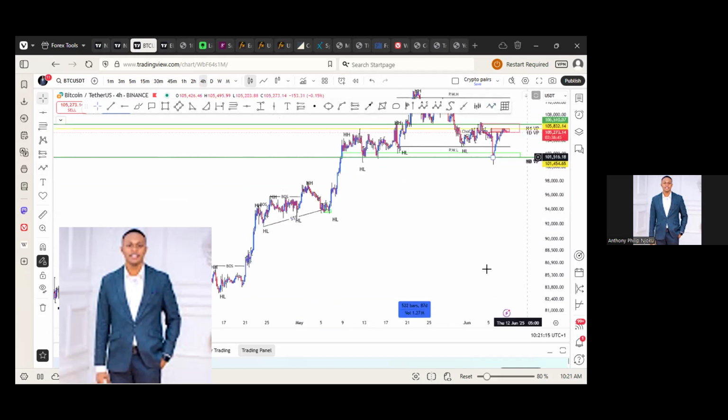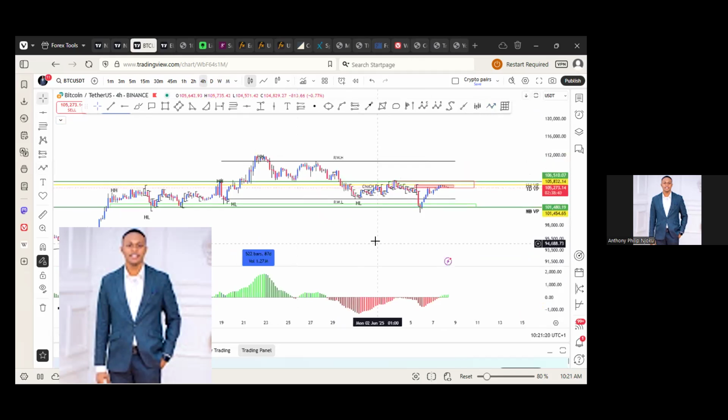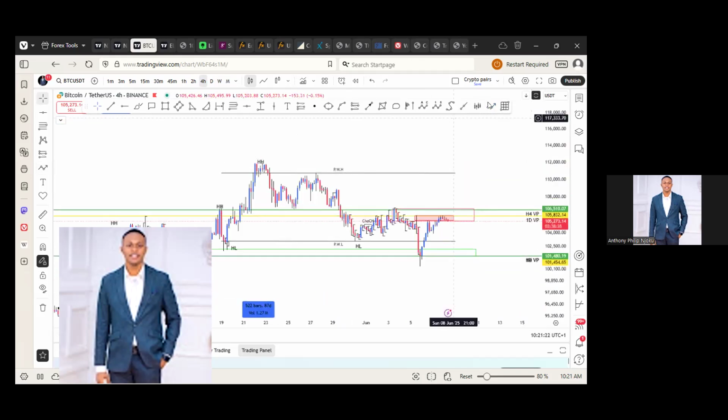Bitcoin was creating higher highs and higher lows, which is a very good bullish market. This is the last higher high it created, which made the all-time high for Bitcoin. Then it created a double bottom here. So we were expecting it to come and create another higher high. What did the market do? It corrected and then created a lower low. So this is now a lower high. This is a lower low. This is another lower high to come and create another lower low.